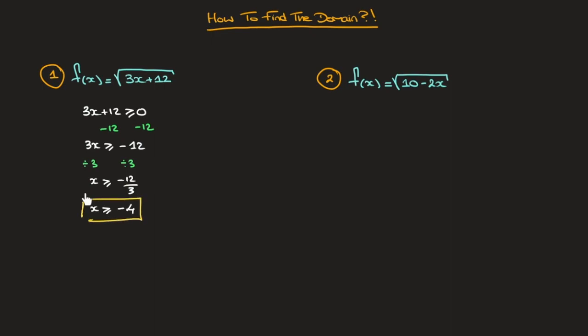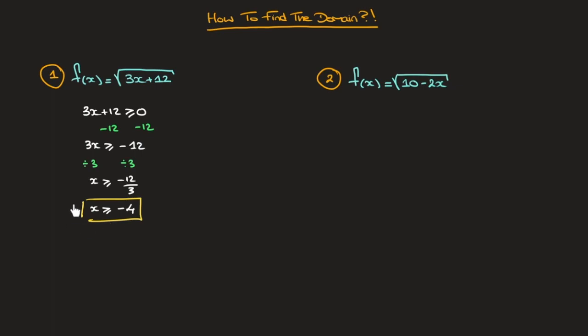Done. What we now have here is a condition for this function to be properly defined. Indeed, provided x is greater than or equal to negative 4, the expression 3x plus 12 will be greater than or equal to 0, which tells us that provided x is greater than or equal to negative 4, we'll never have anything negative underneath this square root, and our function will be well defined.